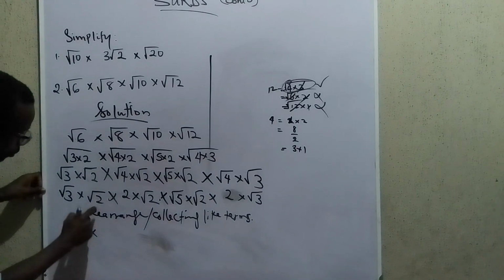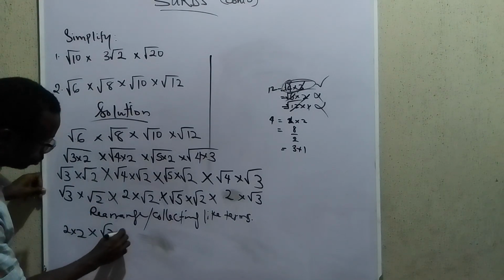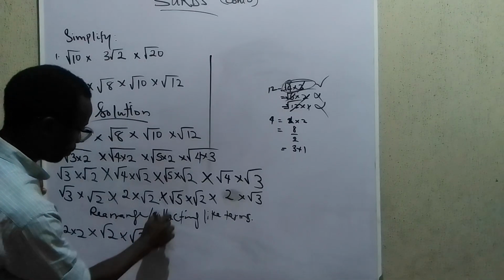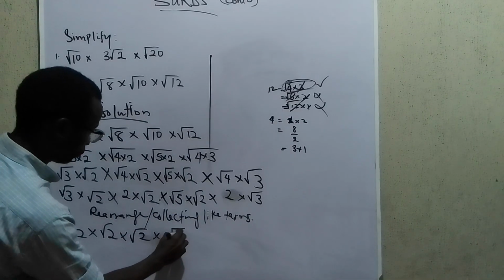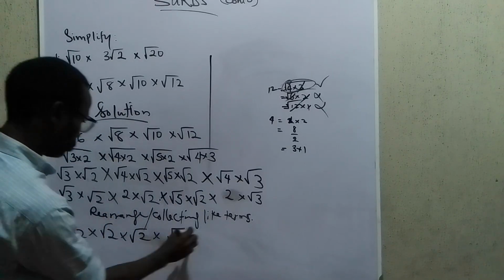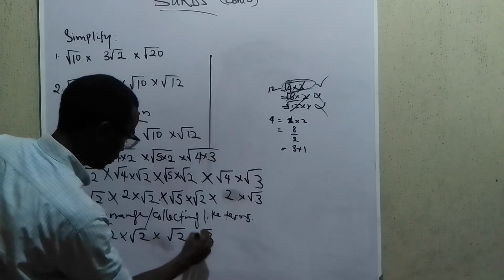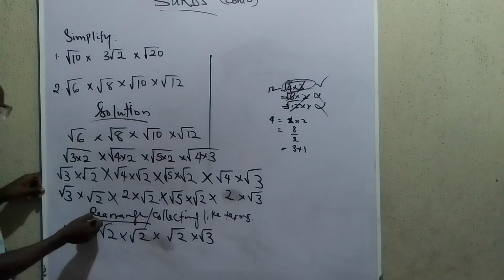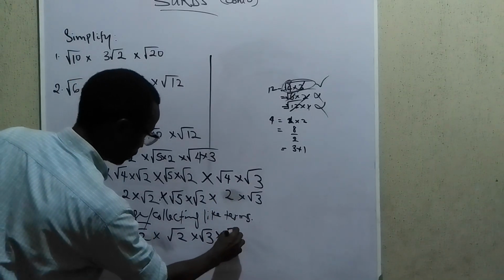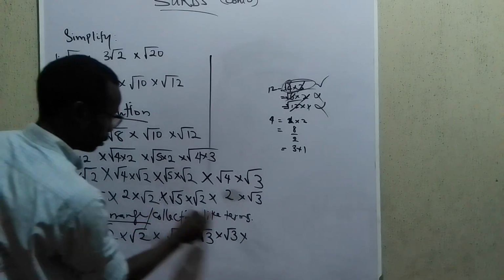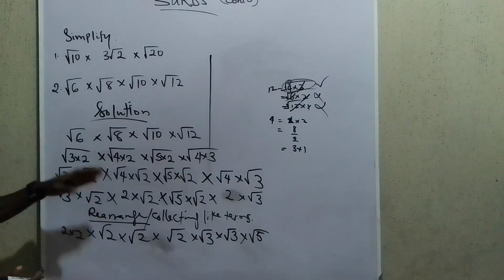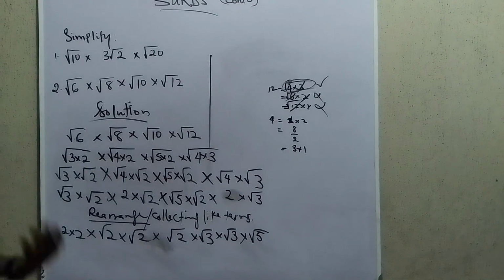Root 3 times root 2. Is there another root 2 here? Another root 2 times another root 2. Then this root 3 times root 3. What I'm doing now is to rearrange. Root 3, is there another root 3? Times root 5. I'm taking this step, it looks longer, but it's so that you understand.